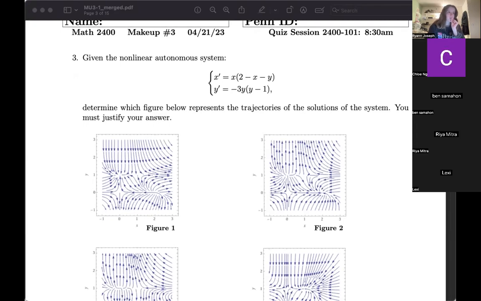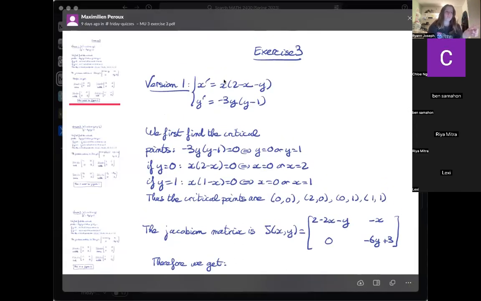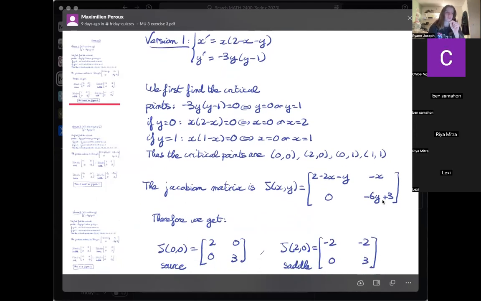Actually, I'll just show the professor's solution to this. I think it's pretty helpful. We have this system. We found the critical points by making both of them equal to 0, finding these 4 critical points. The Jacobian is the partial derivatives of the first, with respect to x, respect to y, respect to x, respect to y. This is the x prime one, and this is the y prime one.